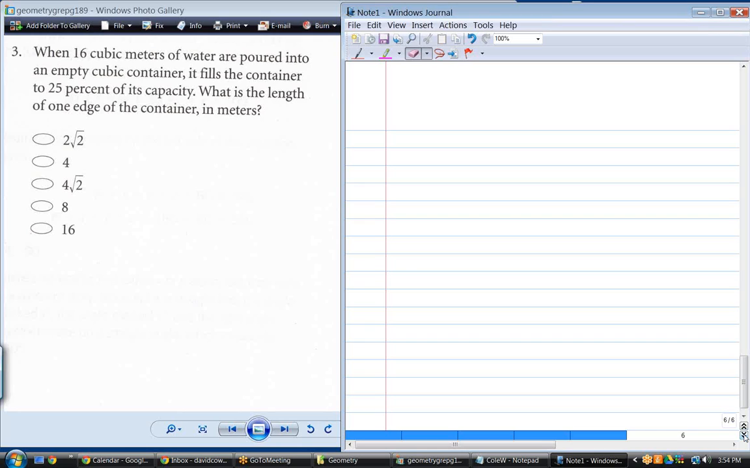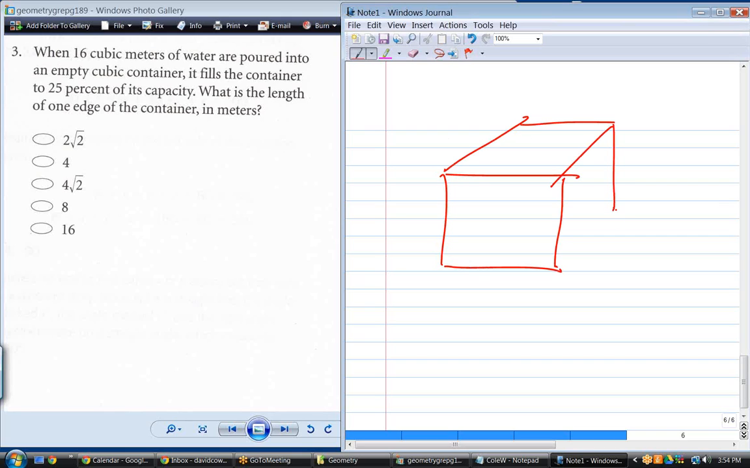When 16 cubic meters of water are poured into an empty cubic container, cubic being the key word, it's not a rectangular brick, it's a cube. All sides are the same. It fills the container to 25% of its capacity. What is the length of one edge of the container in meters?